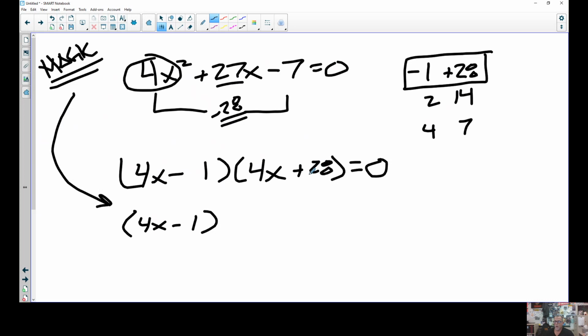So this is the magic. You wave your magic wand. Waving my magic wand, I'm going to make every 4 disappear. So if I make 4 disappear out of this, I have an x left. If I have 4 disappear out of positive 28, I got a 7 left.